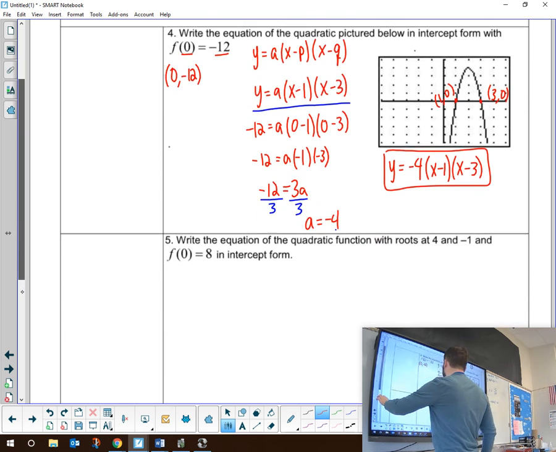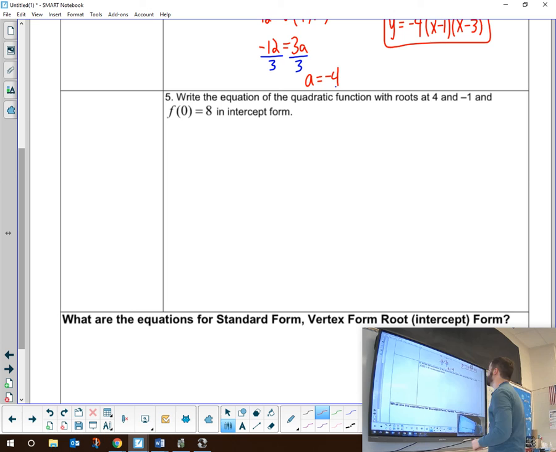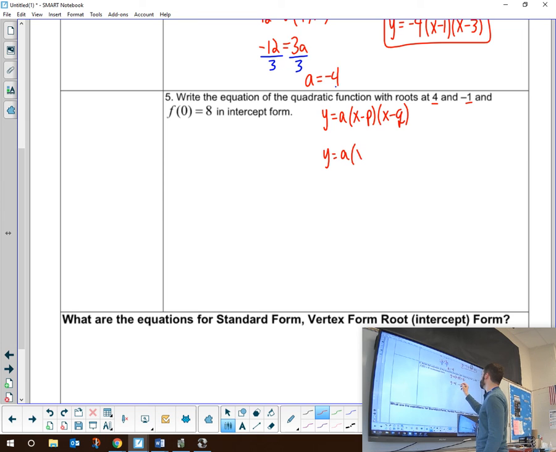You know, let's try another one. This can be our last one, number 5 here. We're going to write the equation of the quadratic function with roots at 4 and negative 1. So remember our equation. It's y equals a times x minus p times x minus q. Now it tells me what my p and q are. So let's write this out. Y equals a times x minus my p, which is 4. And then x minus a negative 1 is going to be x plus 1 whenever we plug that negative 1 in.